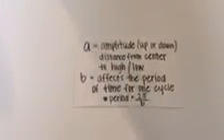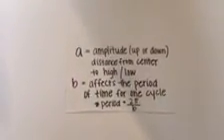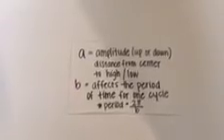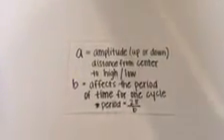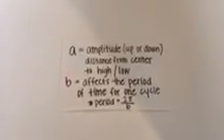A is the amplitude, which moves the graph up or down. It is the distance from the center to high or low. B affects the period of time for one cycle. You can find the period using 2 pi over b.